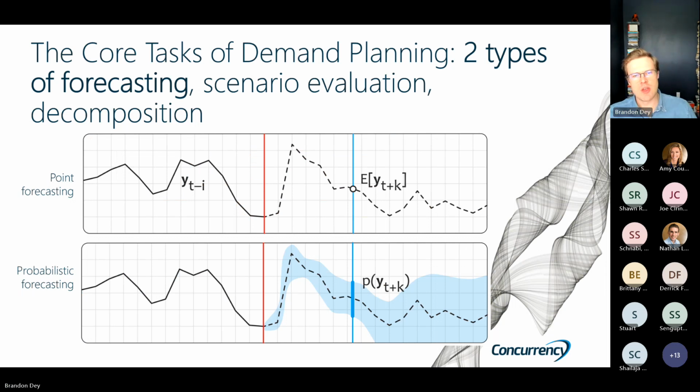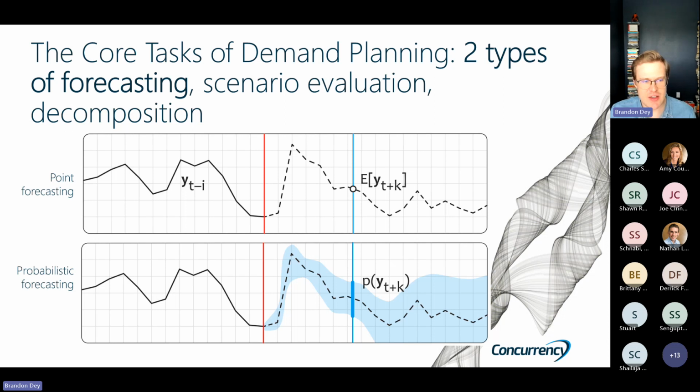All right, so to drill into the tasks of demand planning, there are really 2 different types of forecasting, and there's scenario evaluation and decomposition. I'll unpack both of those, but this first thing is point forecasting, and this is how many things do I need at some point in time later. So in many practical applications, knowing the expected sales or profit value isn't sufficient for making operational decisions. So you need to address that.